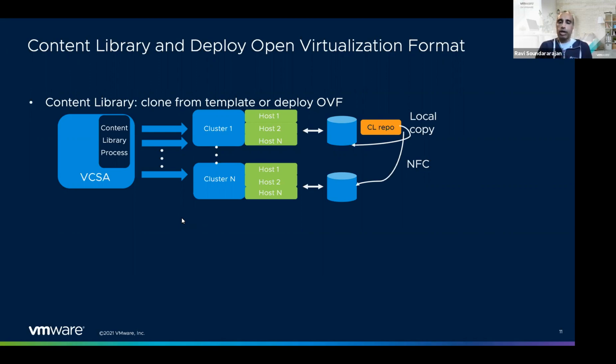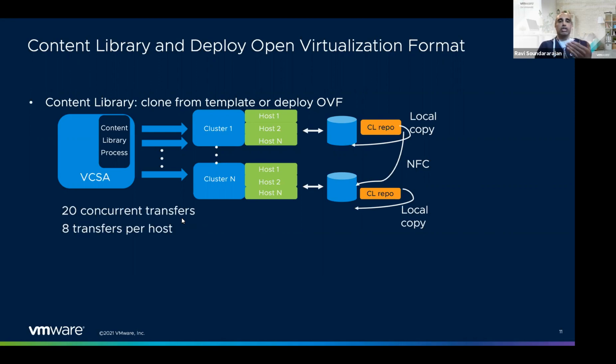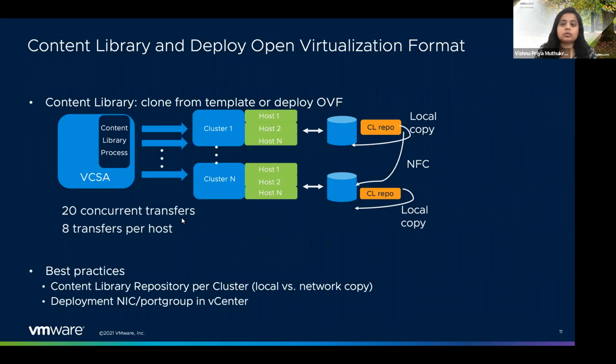One way to get around that is to put a local content library in each cluster. That way, all of your deployments will be local deployments. The content library itself can perform up to 20 concurrent transfers, and each individual host can be involved in up to 8 transfers. So the limits are fairly similar to what we showed on the previous slide. As I said earlier, it is best, if you can, to have a content library repository per cluster, as opposed to deploying across clusters.